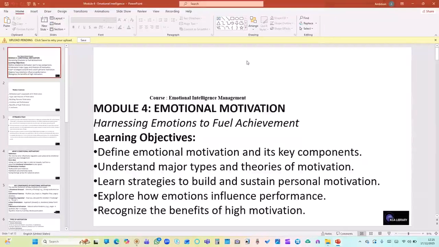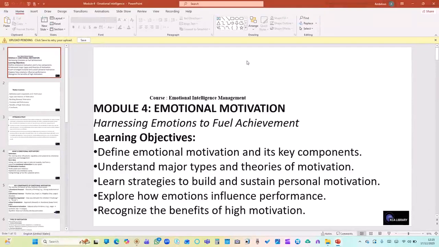Hello and welcome to Module 4 of Emotional Intelligence Management. In this module, we shall be discussing emotional motivation, that is, harnessing emotion to fuel achievement.